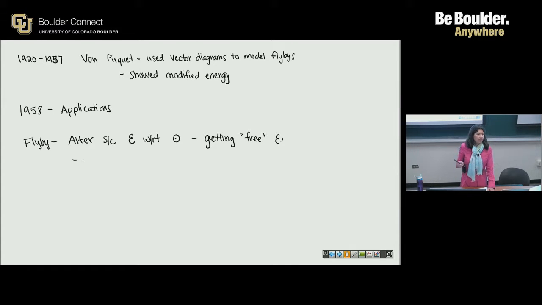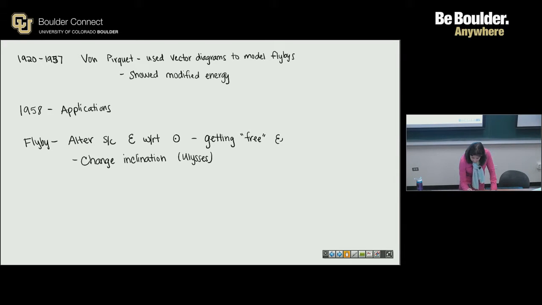Flybys, as we saw in the very first lecture, I talked about Ulysses. Anyone remember what Ulysses did? It flew by Jupiter to get to the sun. Over the sun. Yeah, to get into a polar orbit about the sun. So you can use flybys to change inclination. So we'll just see the Ulysses mission. Okay? One thing that we do need to note about flybys is that angular momentum is conserved.